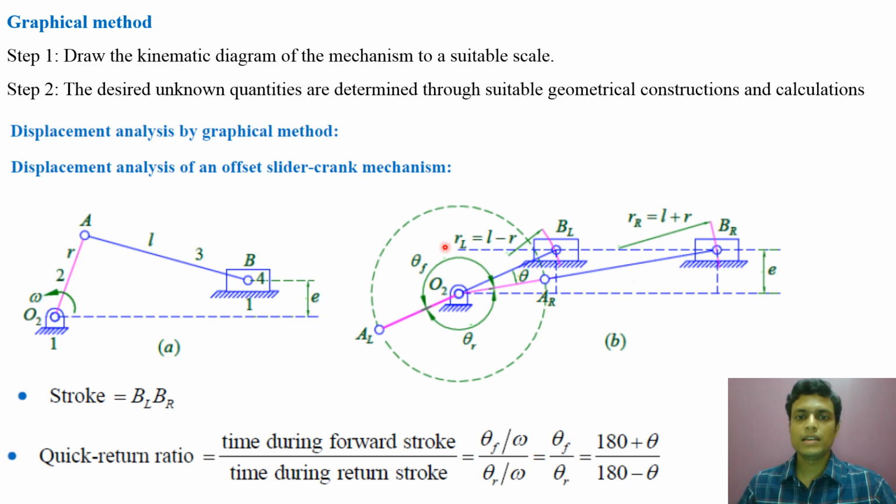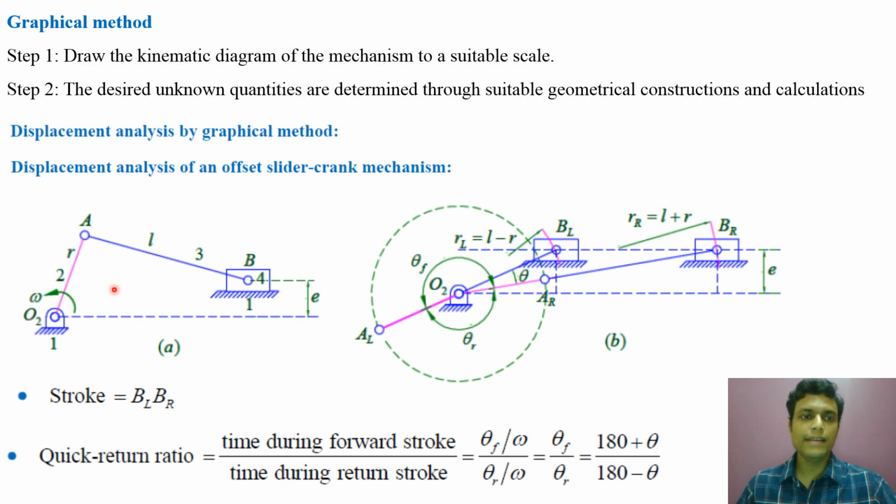the distance of the horizontal line from O2 and the axis of the slider is known. So E is known and O2BR is L plus R. So the angle between BR, O2 and the horizontal line can be determined. Similarly, the angle between BL, O2 and the horizontal line can be determined. So theta will be the angle between BL, O2 and the horizontal line minus the angle between BR, O2 and the horizontal line. So theta can be determined from this geometrical construction and we will find the quick return ratio.